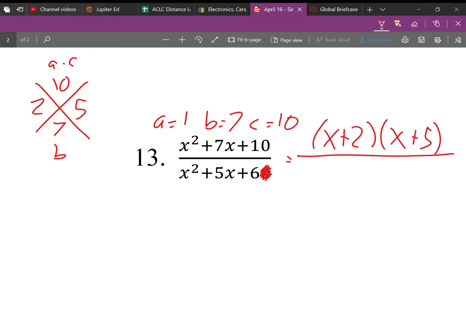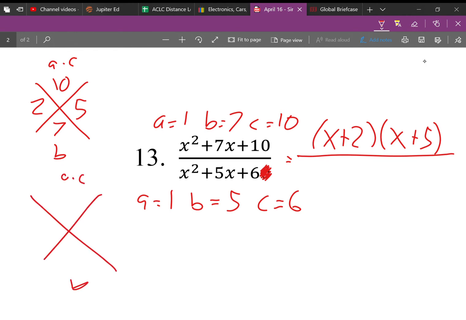Now on the bottom, and again, remember, I did correct that problem. We're going to say A is 1, B is 5, and C is 6. So in my other magic X, A times C and B, I end up with 1 times 6, which is 6 at the top, 5 at the bottom. I think we've seen this recently. This is just going to be 2 and 3, because 2 times 3 is 6, and 2 plus 3 is 5, which means this factors into x plus 2 times x plus 3.